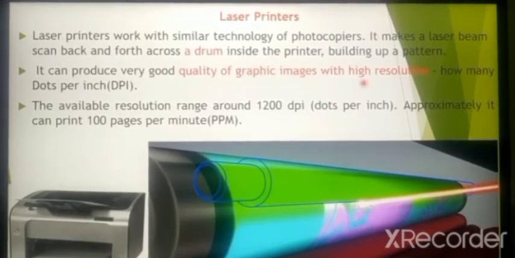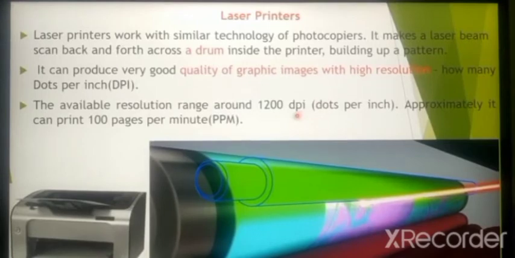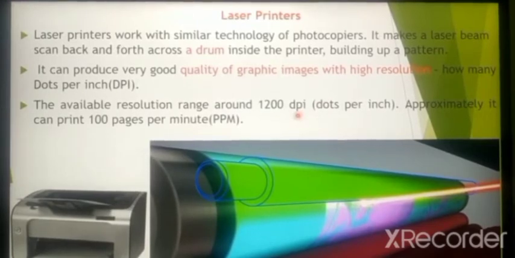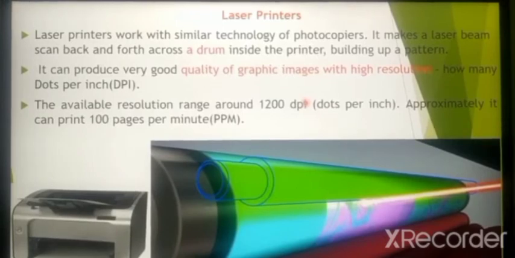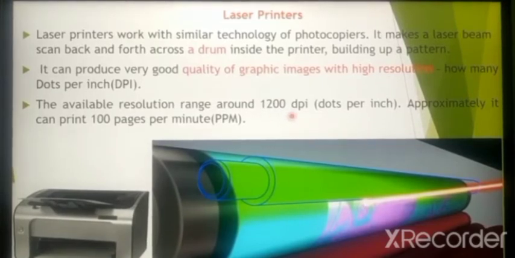What does high resolution mean? How many dots we can produce per inch. That is DPI. DPI means dots per inch. So when the number of dots increases, the resolution also increases. So here we can print 1200 dots per inch. So we can produce high resolution images.